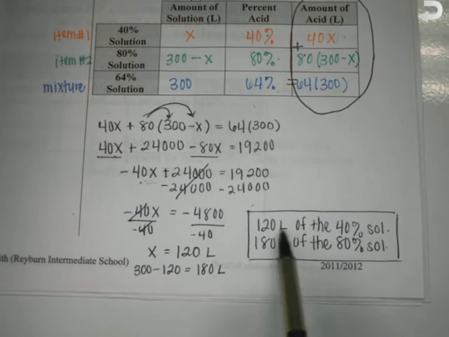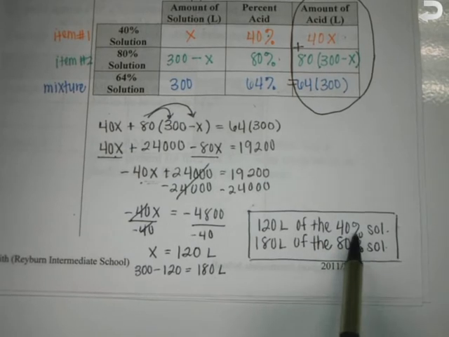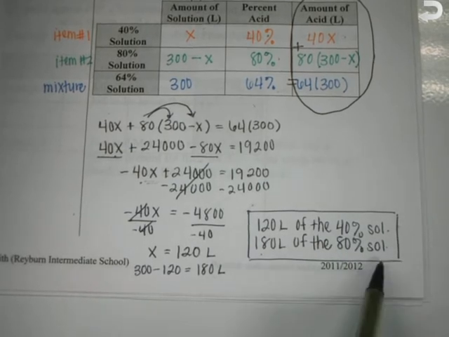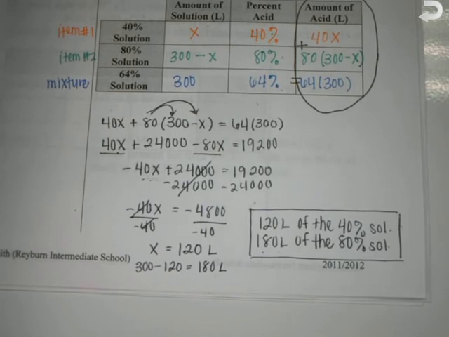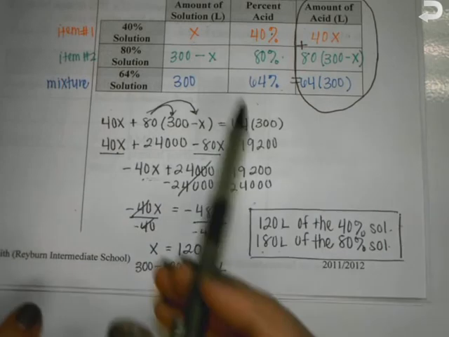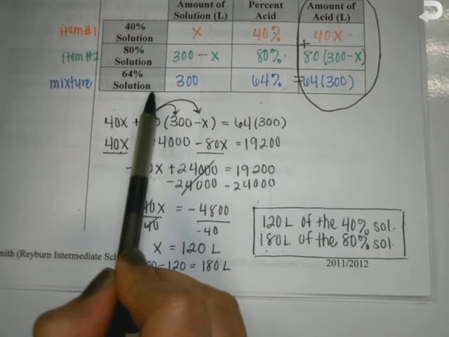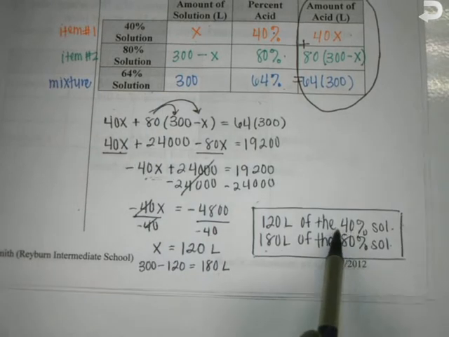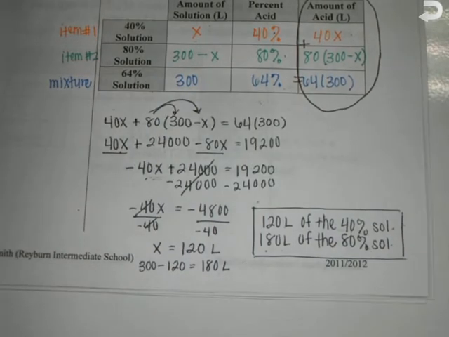So what is this saying? If I take 120 liters of the 40% solution and mix it in an empty glass with 180 liters of the 80% solution, I will get 64% acid. And doesn't that make sense? This one has less and this one has more. So it's kind of like the idea of averaging out. Okay, that's what we're doing. You will set up your chart exactly the same way every single time.